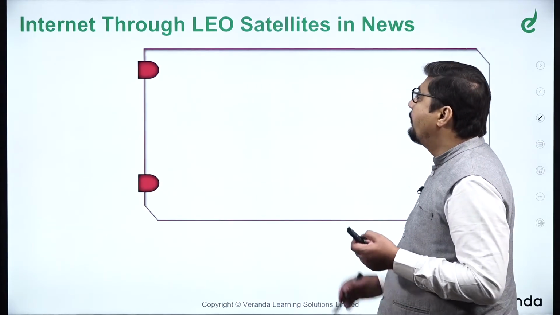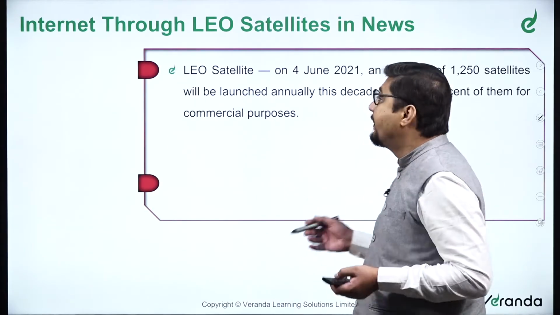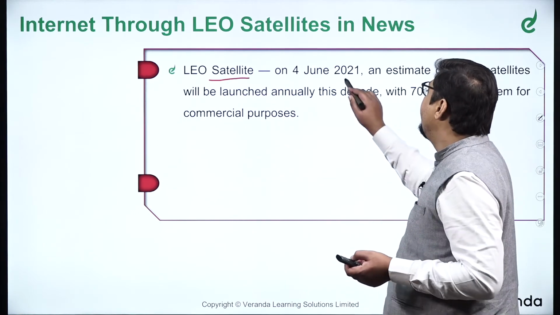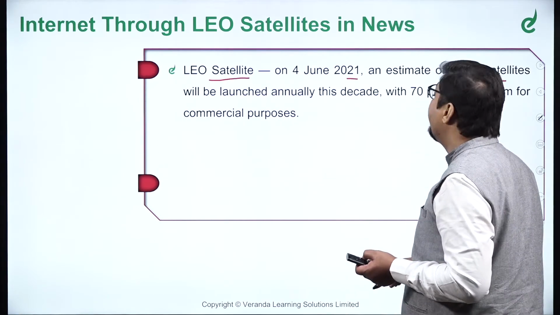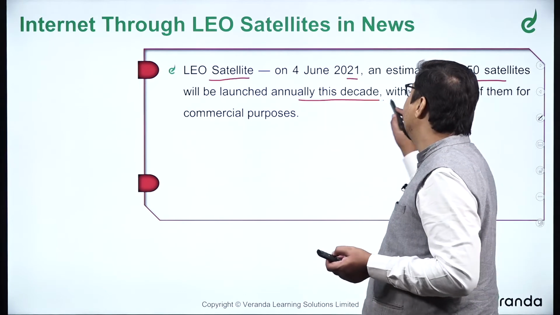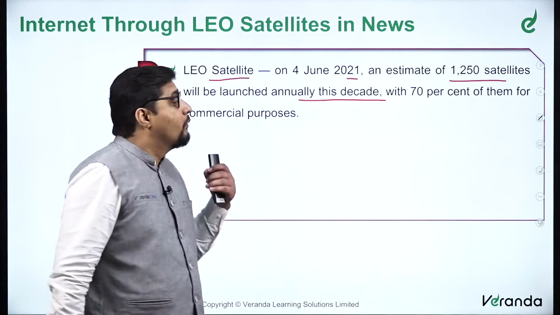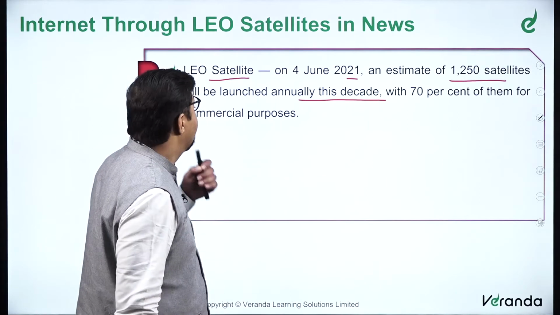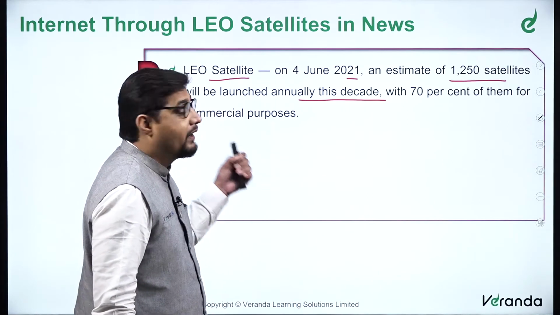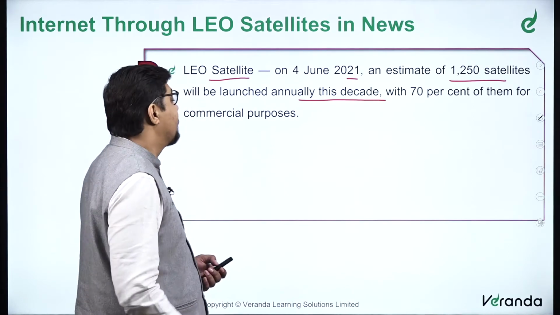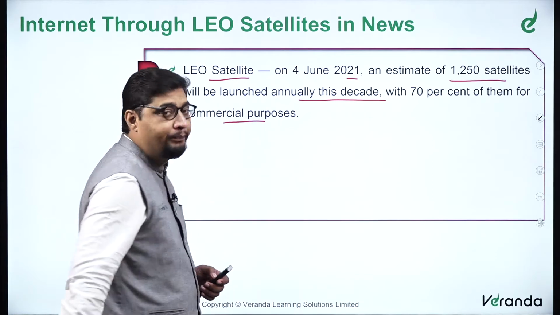Now, what was the news regarding internet through low Earth orbit? On 4th June 2021, a report estimated that 1250 satellites will be launched annually this decade. That is, around 1250 satellites in a year, specifically to provide internet through low Earth orbit, will be launched in this decade, with 70% of them for commercial purposes, right?